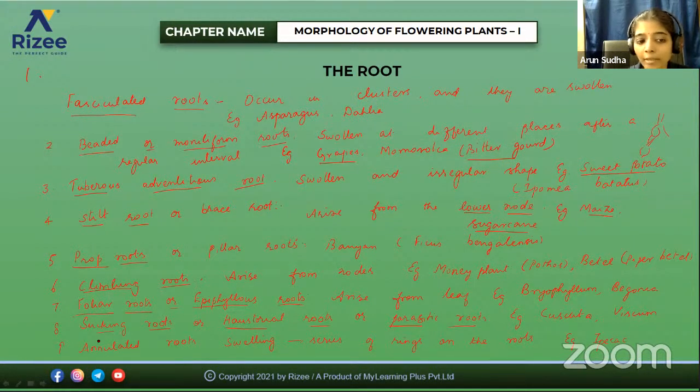And then annulated roots. Swelling occurs in the form of a series of rings on the roots. Example is the peacock. So these are all the modified forms that come under adventitious roots. The first modification, that is food storage, we saw in the modifications of the taproot system. So these are the modifications of the adventitious roots.